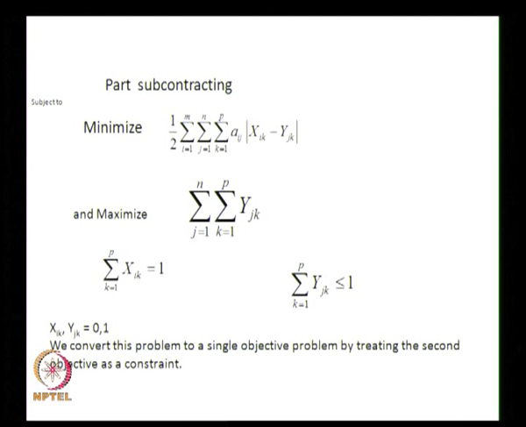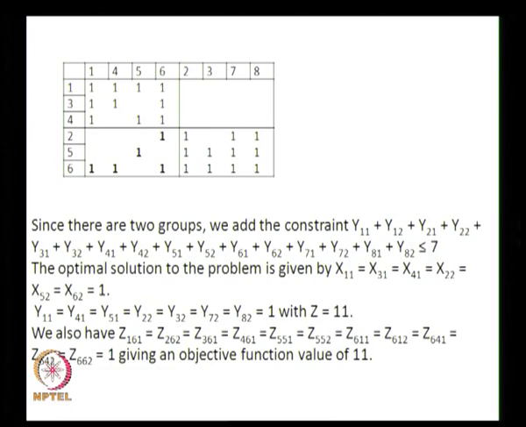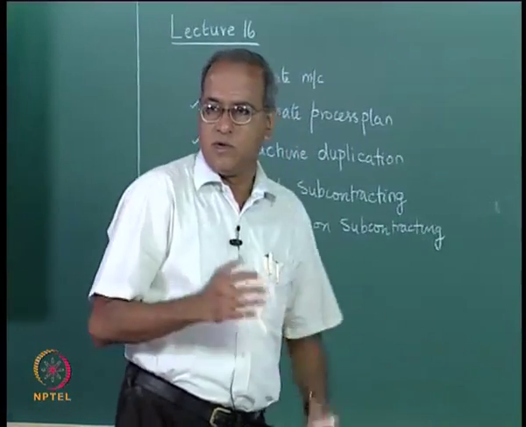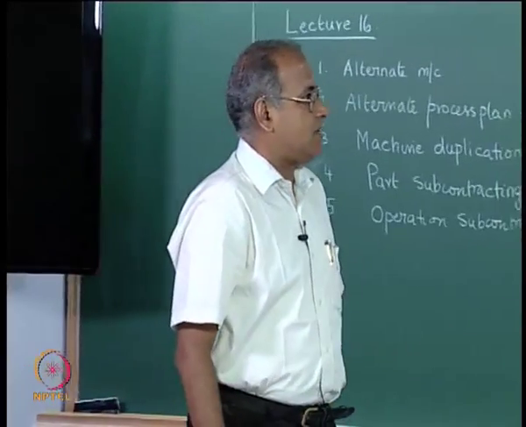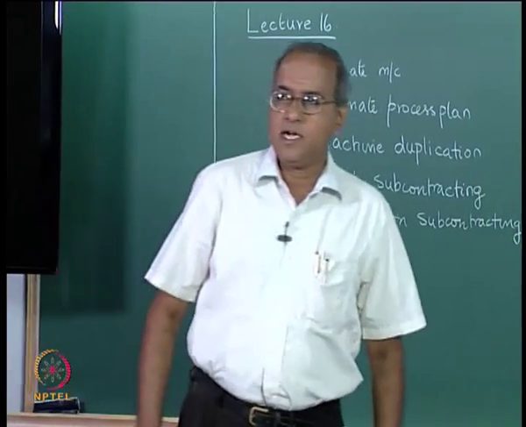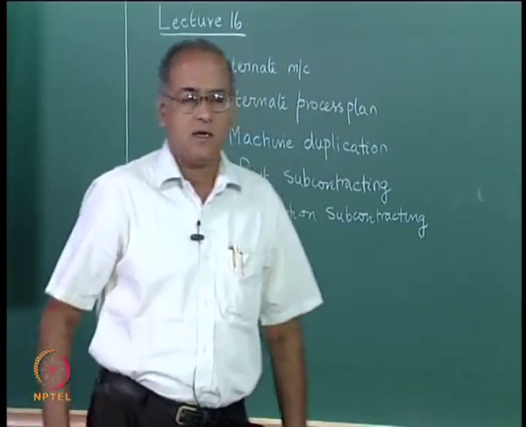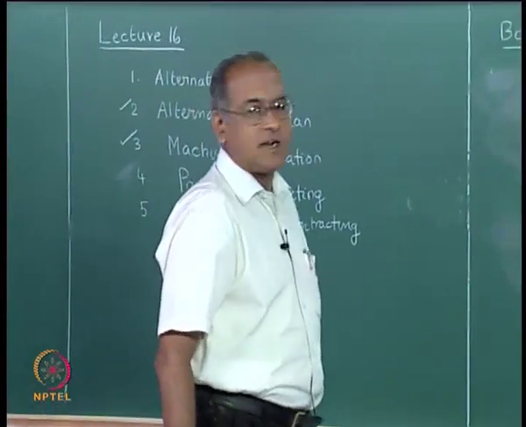Now, let us look at minimizing part subcontracting, or look at the case of what we do with respect to part subcontracting. Now, let us look at the same solution which is obtained through a cell formation algorithm. Now, there are 5 intercell moves and we want to reduce the number of intercell moves. So, we said one of them is to try and do part subcontracting.